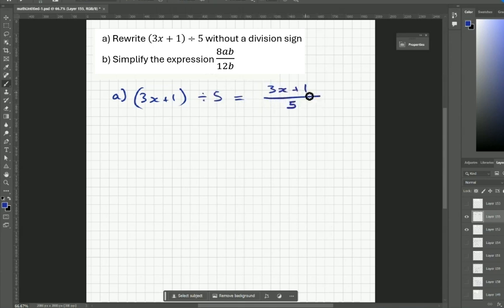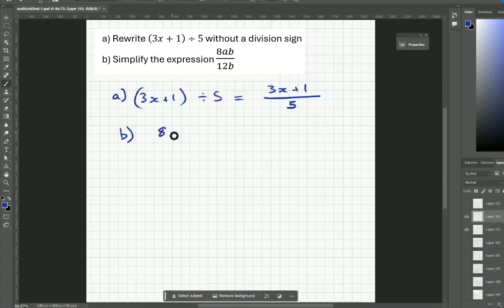Really simple. Now in B they want us to simplify the expression, which means to use the simplest terms for this fraction. And that means taking out common factors. So if you remember, to take out the highest common factor, divide the top and the bottom, or the numerator and denominator of a fraction, to make it its simplest form.